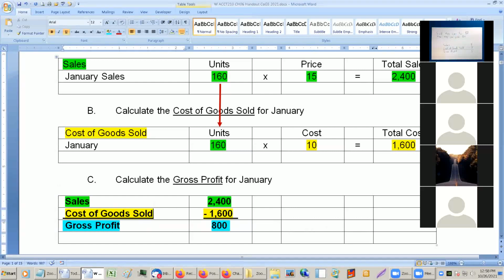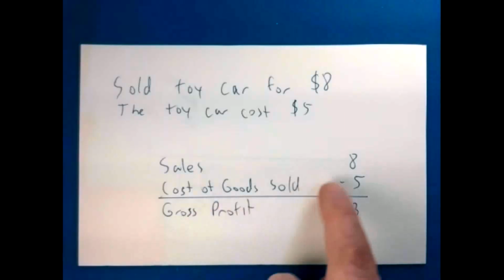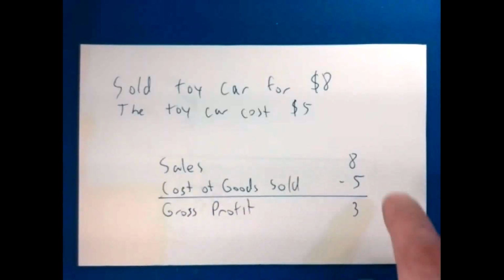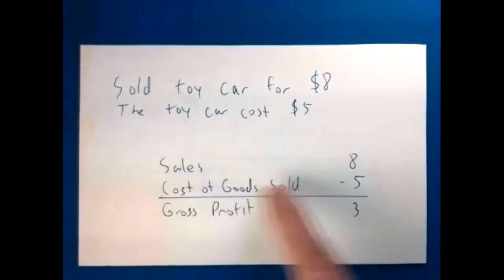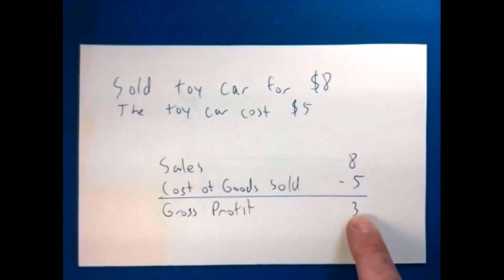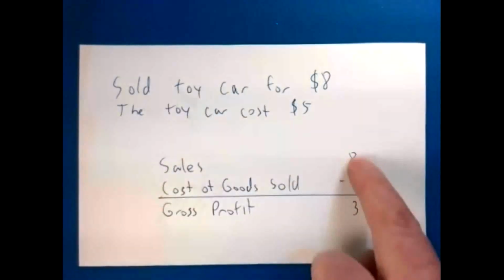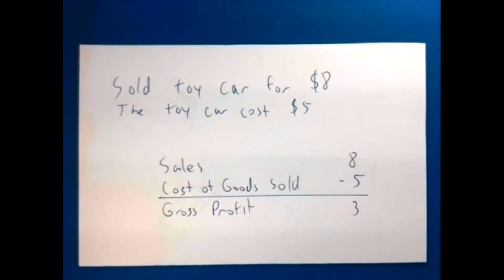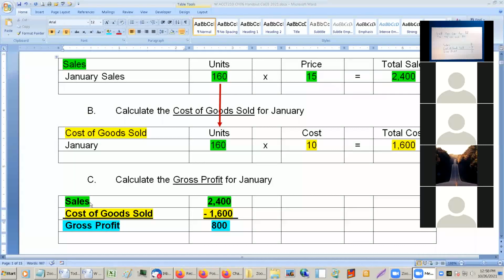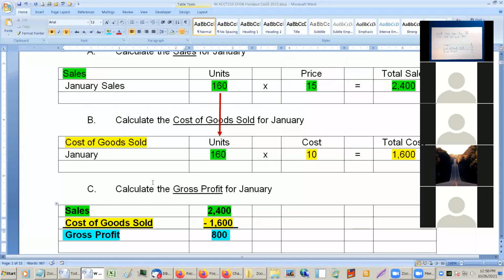So notice, this is really the same as this. I mean, there's more units, but it's the same idea as selling one toy car. Instead of selling one unit, we sold 160 units. Any questions on that?